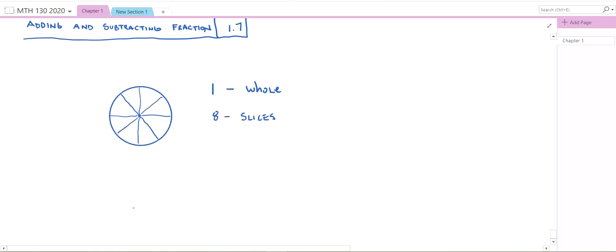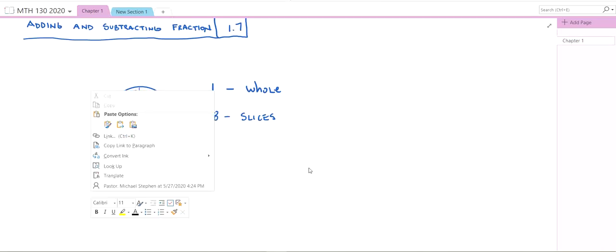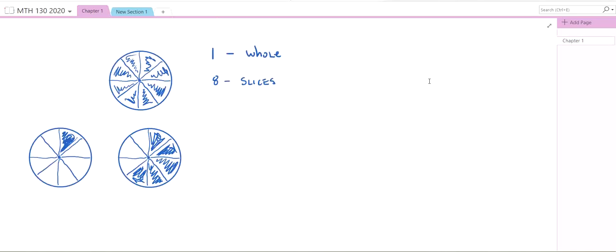So if I wanted to discuss, and let's actually shade in these pizzas here, so we know that each of these slices is existing in our whole pizza. Okay, so suppose I have 2 partially eaten pizzas. 7 of the 8 slices have been eaten in this first one, and 3 slices out of the second one. So if I want to add these together, this is pretty easy.